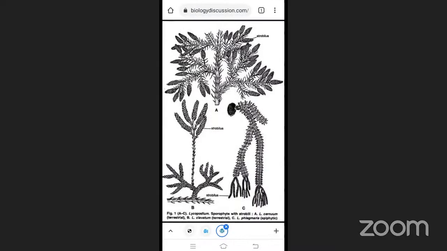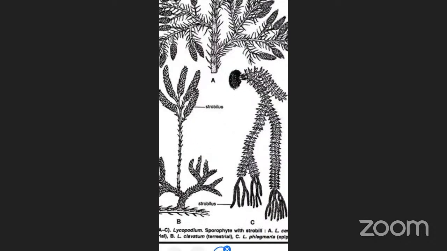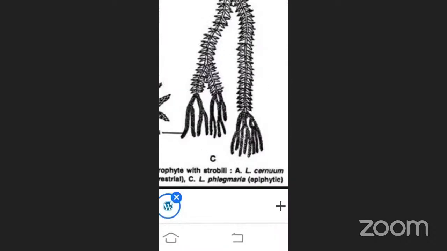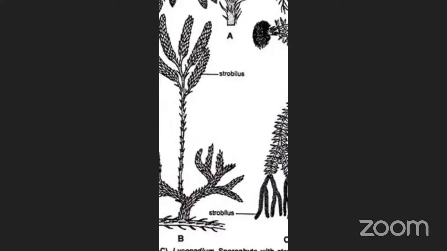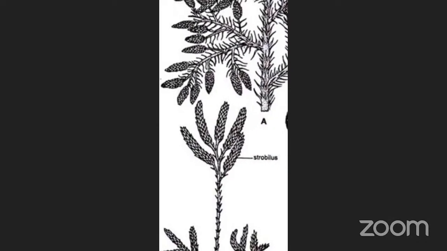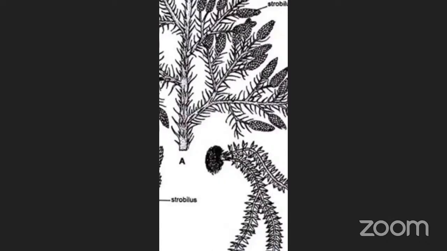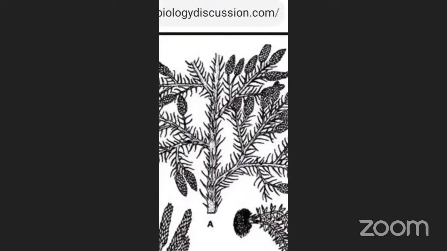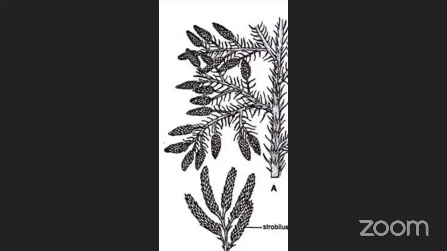You can see the plant body of the Lycopodium here in the apical region. Look at the apical region, it is different. This is the strobilus. Strobilus is nothing but cones. This is the apical region. Here the apical region has some club-like structures. That's why we call Lycopodium the club mosses.